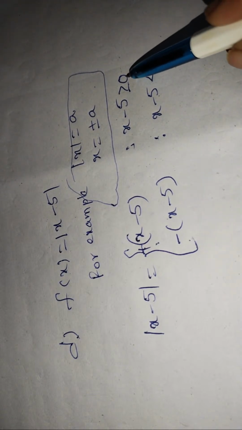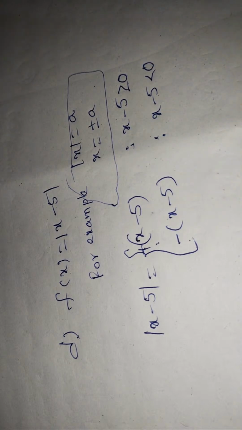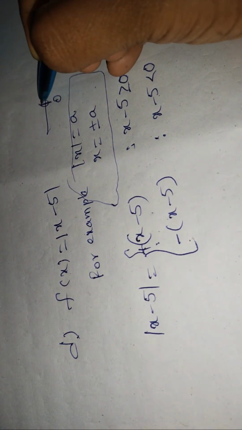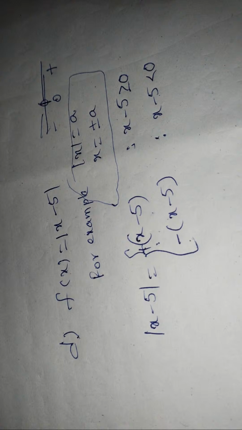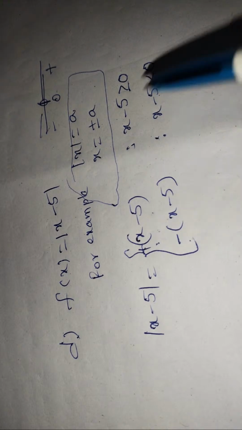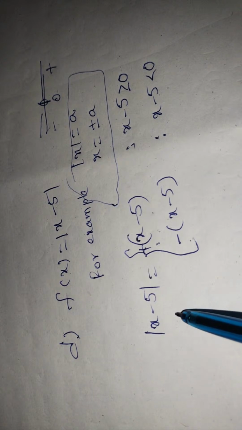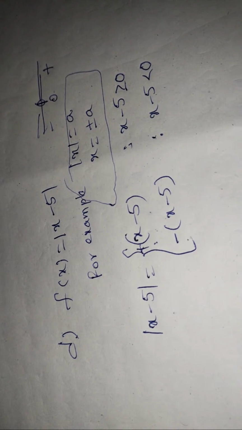Understand? From 0 to more than 0, we will get positive numbers. If we see the number line, 0, from 0 to more than 0, positive numbers. Less than 0, we get negative numbers. That's why I am taking 0. More than 0 is positive, and less than 0 is negative. So like that I divided the given function into two parts. Now I will check for these cases.